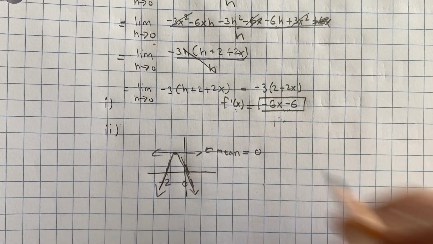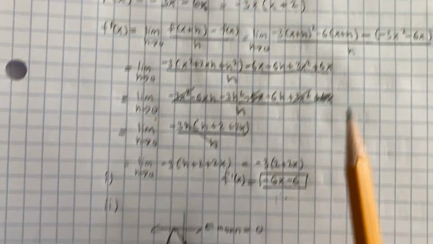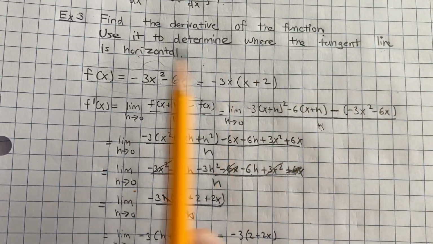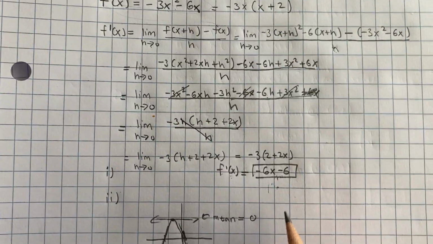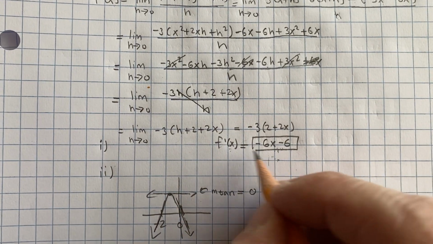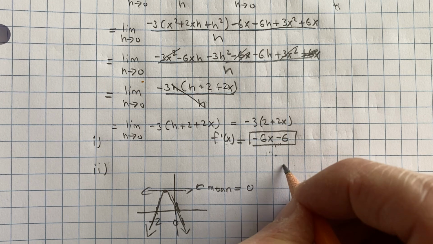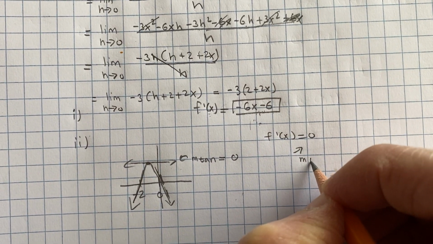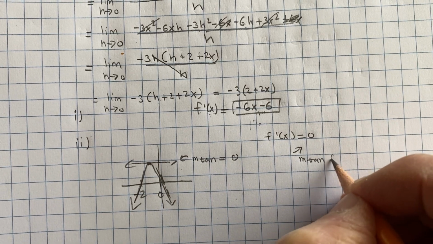You would say it's 0, right? And so, to answer this question, use this to determine where the tangent line is horizontal. You don't say at the vertex, right? I mean, it's true at the vertex, but you got to be a little more specific, right? You set f prime of x equal to 0. That's where the tangent line is horizontal.